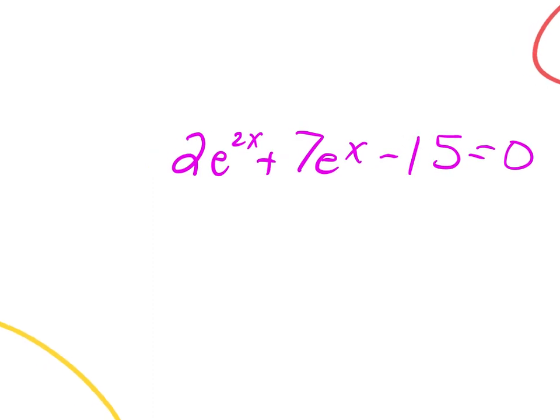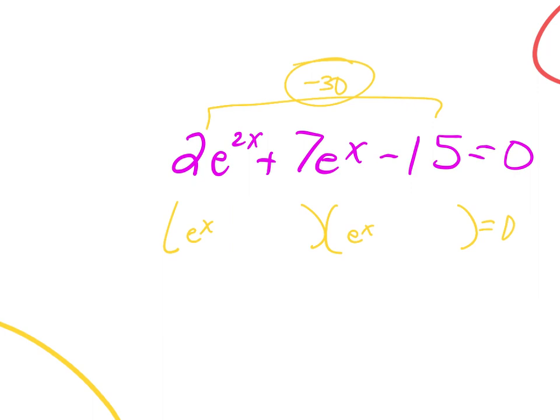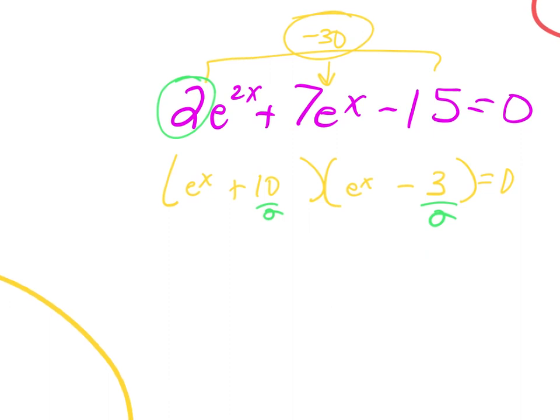In this case, same thing, just a is not 1. So you have e to the x, e to the x. Now we're going to say 2 times negative 15 is negative 30. What are the factors of negative 30 that multiply to give me negative 30 but add to give me 7? It's going to be positive 10 and minus 3. My a term is not 1, so you're going to divide both factors by 2.